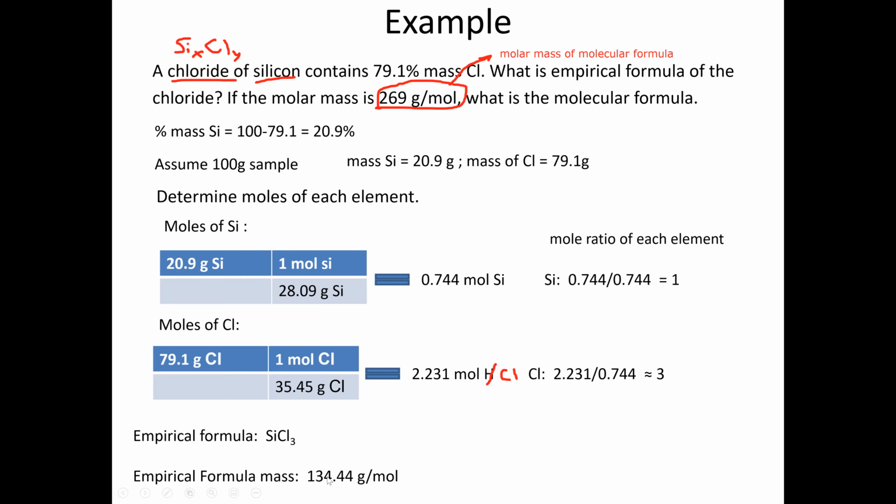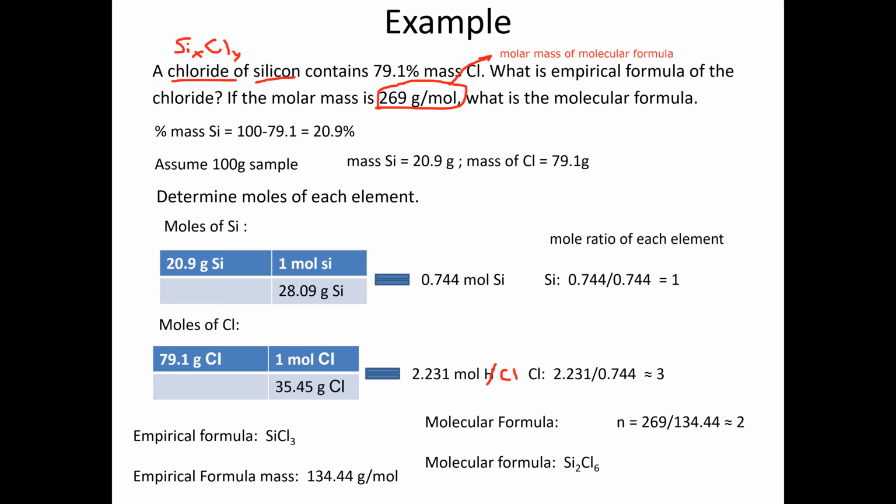We have the formula mass of the empirical formula. We know the molar mass of the molecular formula. We can find the ratio. So 269 divided by 134.44 is approximately 2. And then we multiply SiCl3 by 2 to get the molecular formula. So again, with molecular formula, you're just adding one extra step at the end of the empirical formula journey.